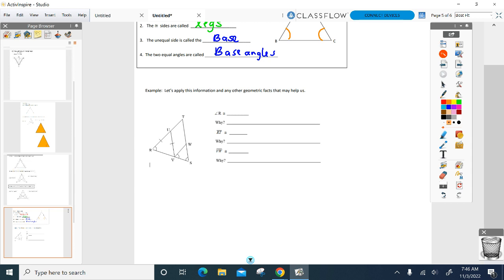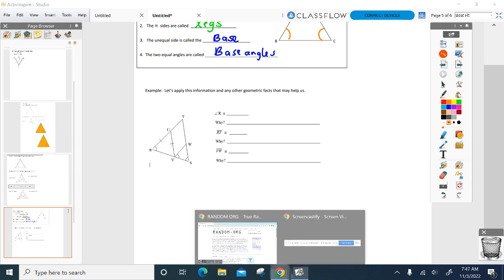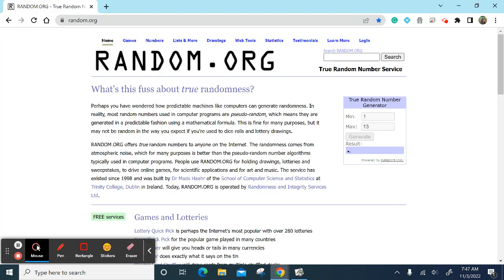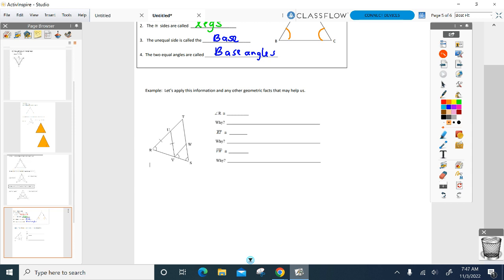I have a lot of markings on that diagram. Do you see a couple of isosceles triangles in that diagram? Let's name a couple of isosceles triangles first before we start this one. Name one isosceles triangle in this diagram. RUV, good. Triangle RUV is isosceles because it's got the two hash marks.